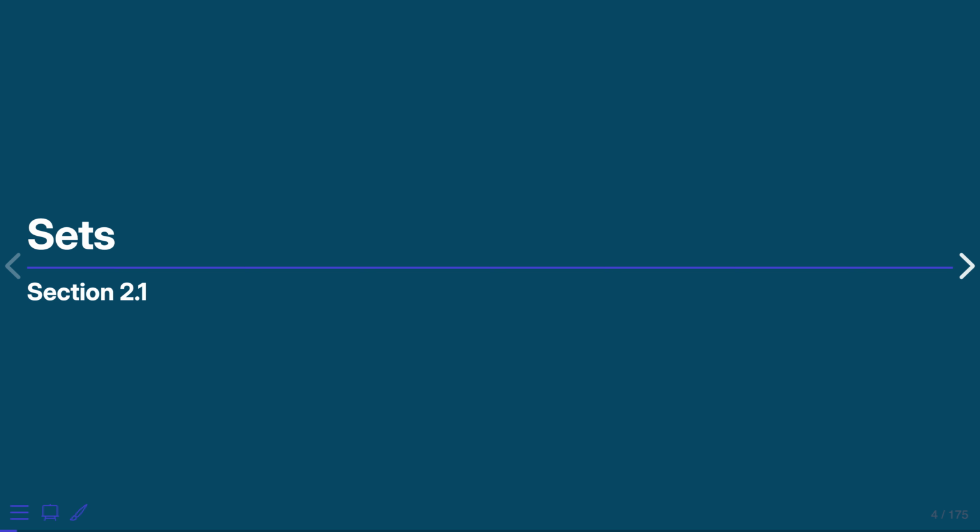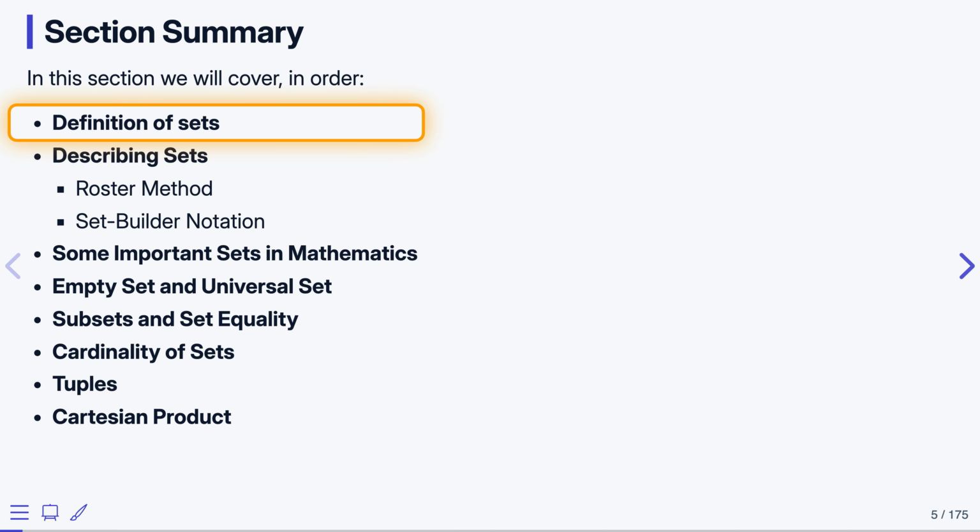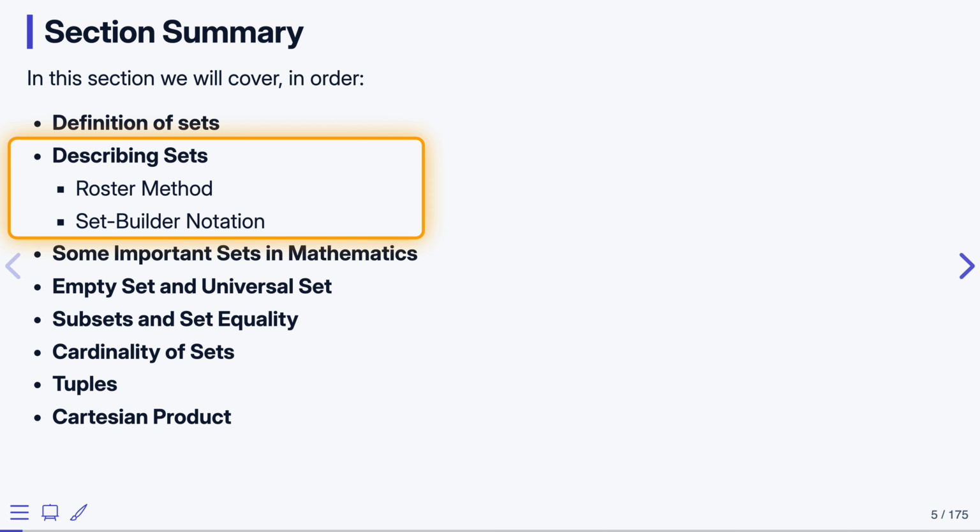Section 2.1, Sets. We learn what a set is, how to describe one, the special sets that appear again and again, and how one set can sit inside another. Let us look at the plan for this section. First, the definition of a set. Second, 2 ways to describe a set.